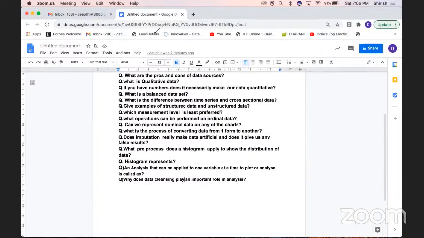So when we talk about data cleansing, we have understood that we have typecasting, imputation techniques, and outlier treatments. All these are part of your data cleansing.